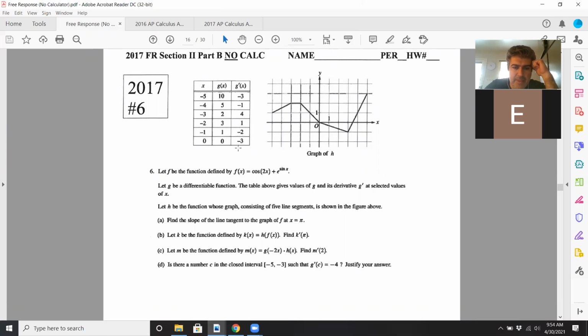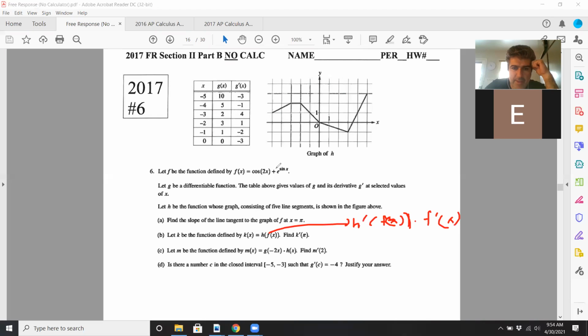But let g be the differential function, fine. The table in, let h be the graph, fine. So find the slope of the line tangent to the graph of f at x equals pi. I mean, you know how to do that, right? Let k be the function defined by this. So you're doing a composite function. In this case, that's kind of a cool one. You have to do chain rule, times f prime of x. So f of pi, you work that out.